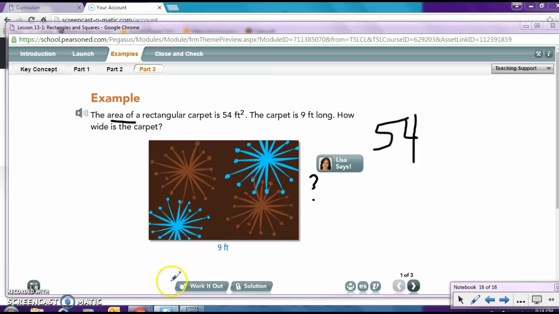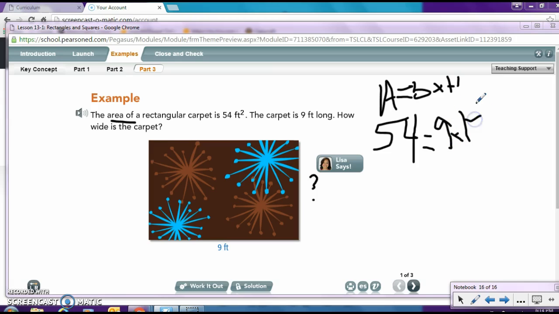So we know that base times height is area, and my base times my height is equal to 54 feet squared. Well, I also know that my base, if I have base times height, is equal to my area, which is 54. I know my base is going to be 9, and I'm solving for h, so I have 9 times h.